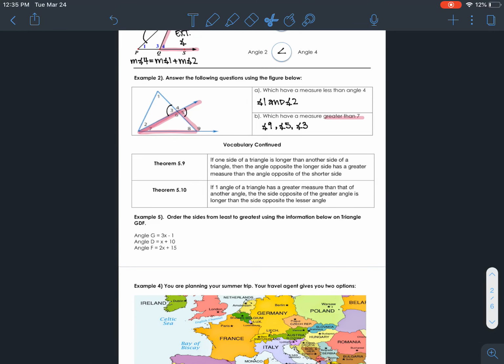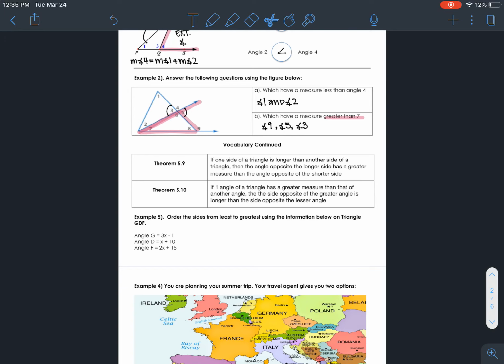So Theorem 5.9 is saying that if one side of a triangle is longer than another side of a triangle, then the angle opposite the longer side has a greater measure than the angle opposite of the shorter side. Okay, it's kind of lengthy, kind of wordy. All right, but we'll go over it.